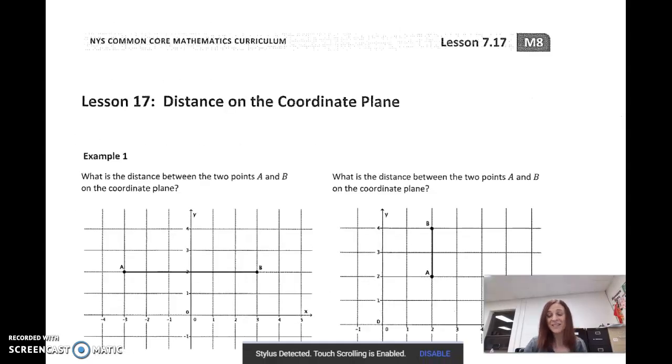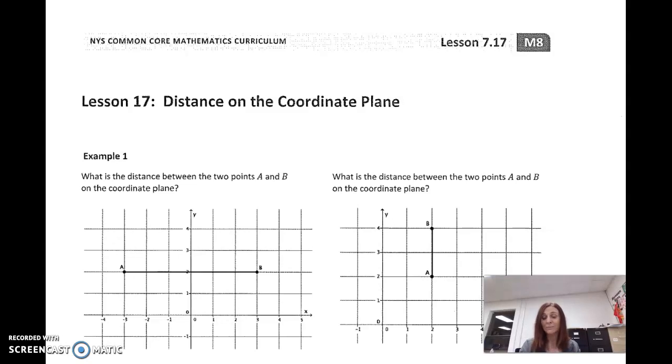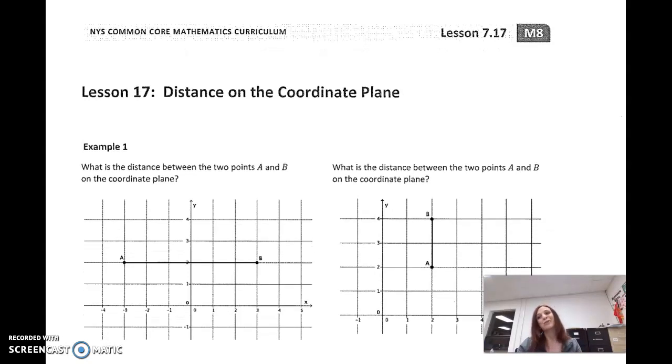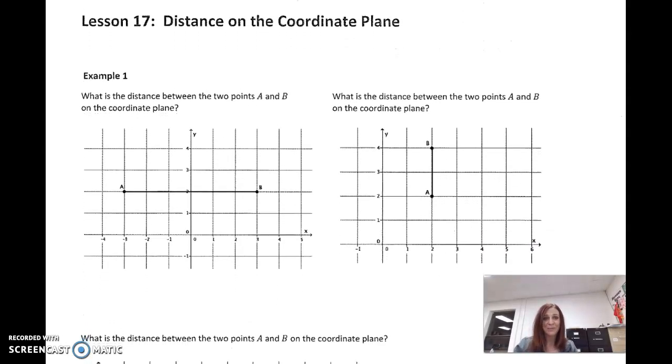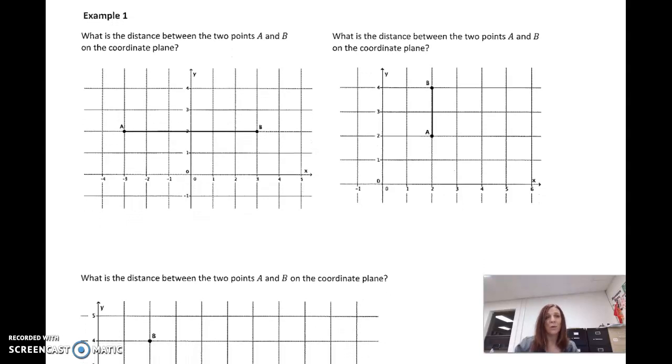In lesson 17 in module 7, we're going to be talking about distance on the coordinate plane. At first it's going to seem really easy, but then we're going to have to use one of the tricks we already know how to do to figure it out. Here's what I mean by it seems really easy. Look at example 1 here. What is the distance between the 2 points A and B on the coordinate plane?